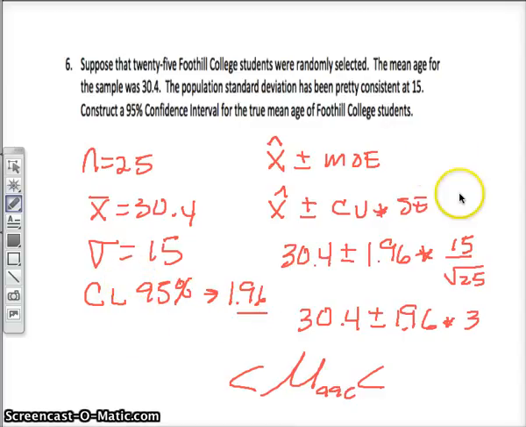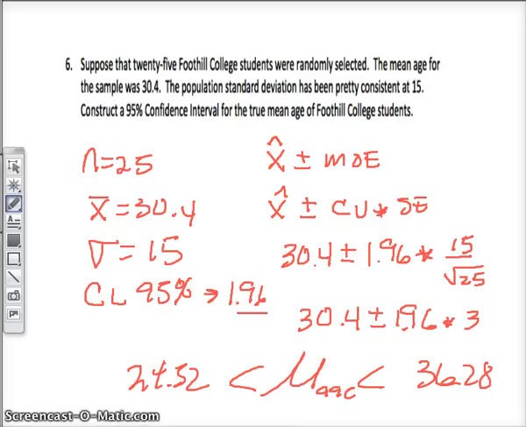Here I'm laying it out exactly how, step by step, how to do the problem. I take my calculator, do 30.4 minus, and then I get 24.52. And then the other value would be 36.28. So the average age of the college students is between those two age marks.